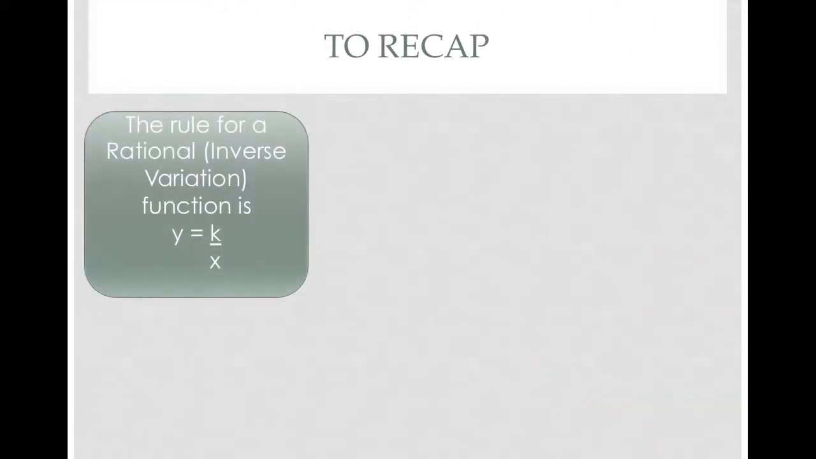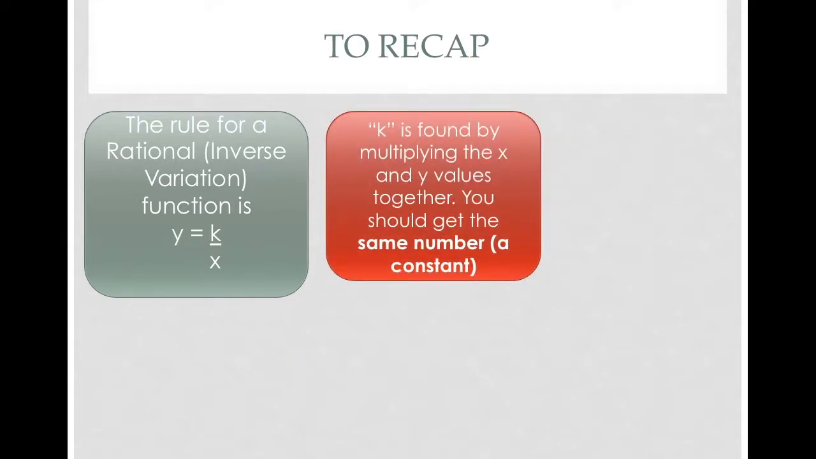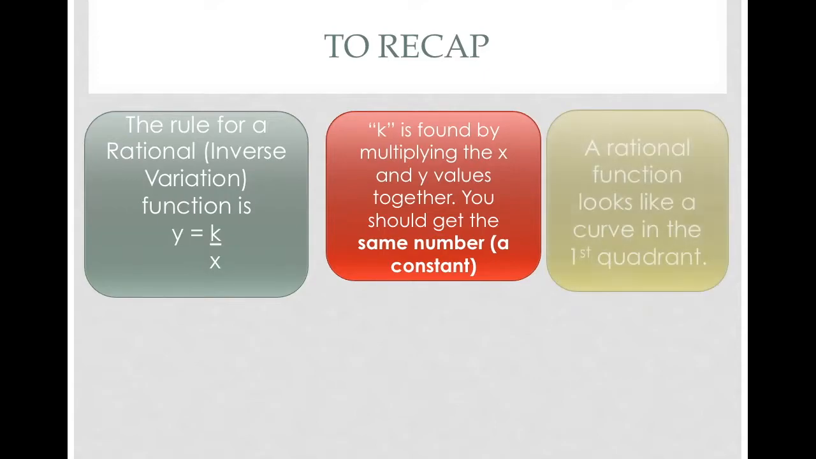Here's your recap page. So we have learned about the rational function. It's also known as an inverse variation, so don't freak out if you see that term. It's the same thing as rational. And the rule for the function is y is equal to k over x. K is found by multiplying the x and y values together, and you should always get the same number in a rational function when you multiply them together, same product. And remember that k is not always k. Sometimes it's a, b, c, d, e, f, g. It doesn't matter. It's just a constant.